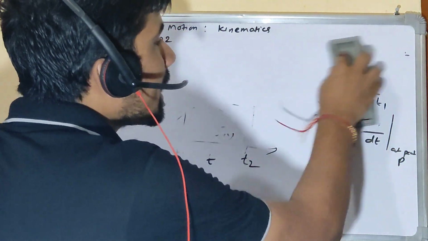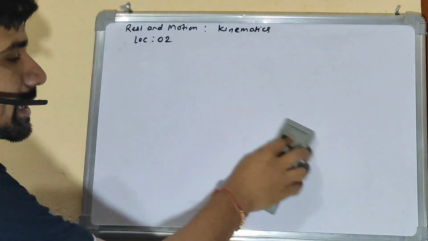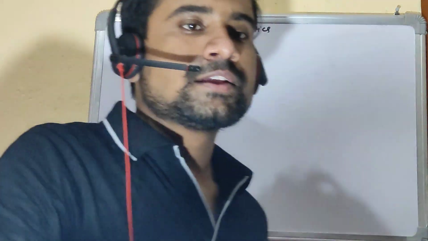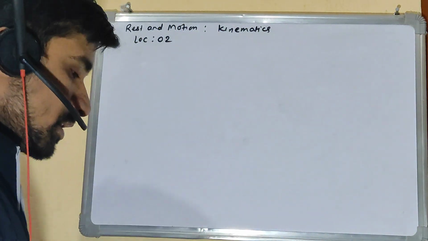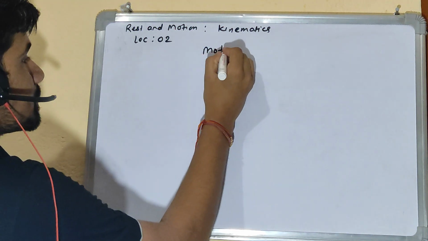So we understood what average and instantaneous quantities are and how differentiation as a tool can help us find instantaneous values of differently varying graphs, right? Okay. Now let's discuss a very important topic, which is motion in a straight line.